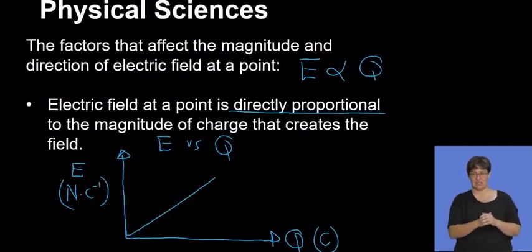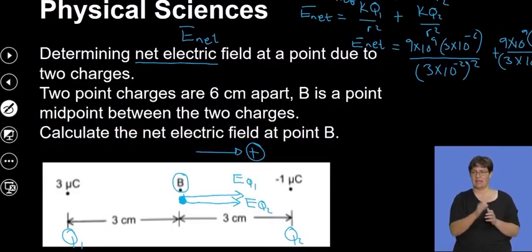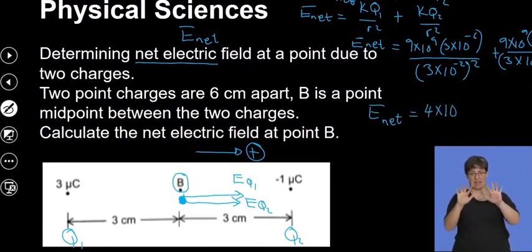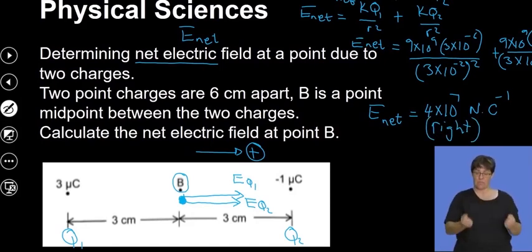So our E net is equal to 40 million, which is 4 times 10 exponent 7 newton per coulomb. This is the magnitude, but the direction is towards Q2, or to the right. So this is how we determine the magnitude of E due to 2 point charges at a common point.